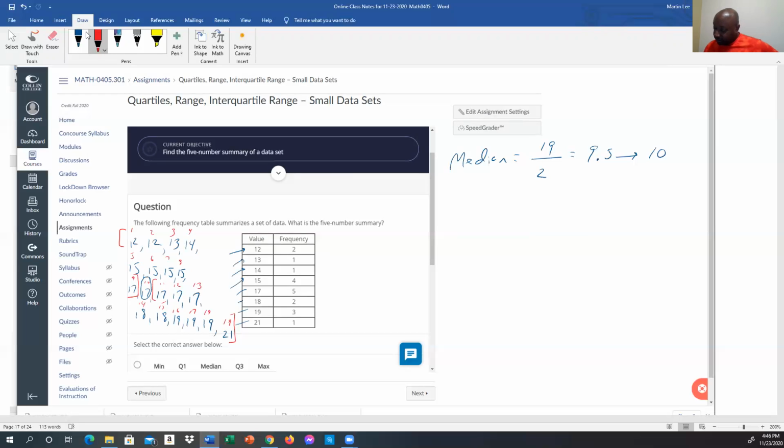And notice that our lower set of numbers, they have a total of 9. And then for our upper set of numbers, 1, 2, 3, 4, 5, 6, 7, 8, 9. There are 9 numbers there. So we know we've calculated our median correctly because there are 9 numbers less than the median and 9 numbers greater than the median.